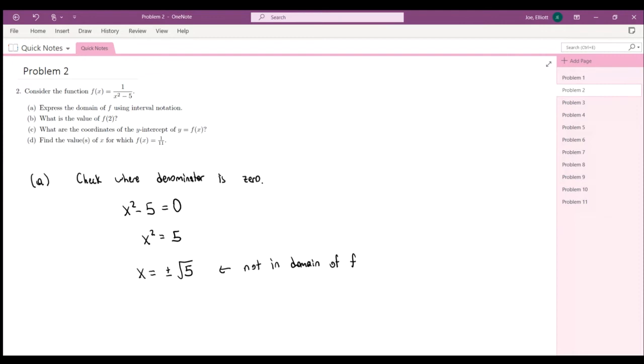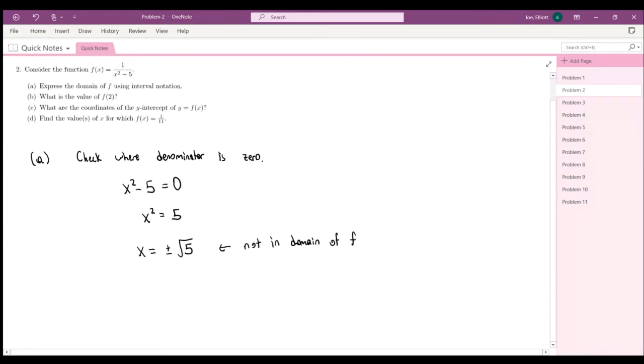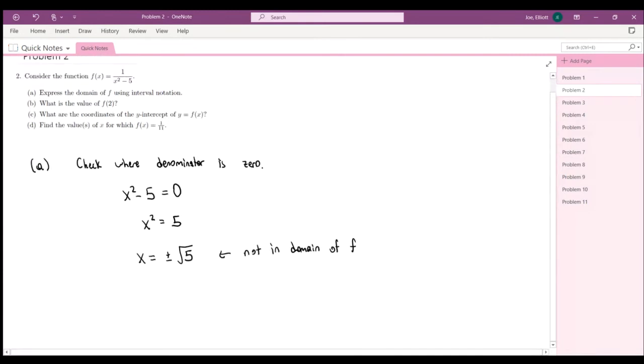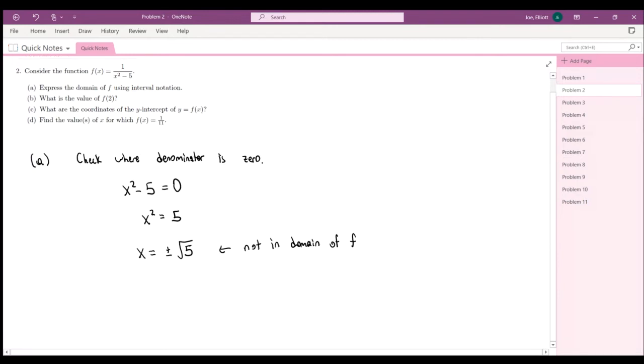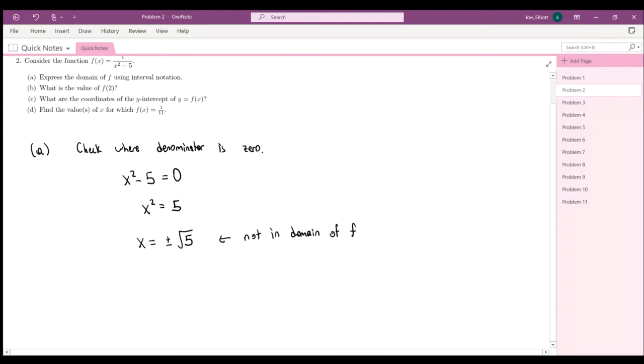Okay, but aside from where the denominator is 0, our function should be defined everywhere else. So then the domain of f should be every number except these two numbers, where the denominator becomes 0. Okay, so to express the domain using interval notation, it might help to draw a little visual.